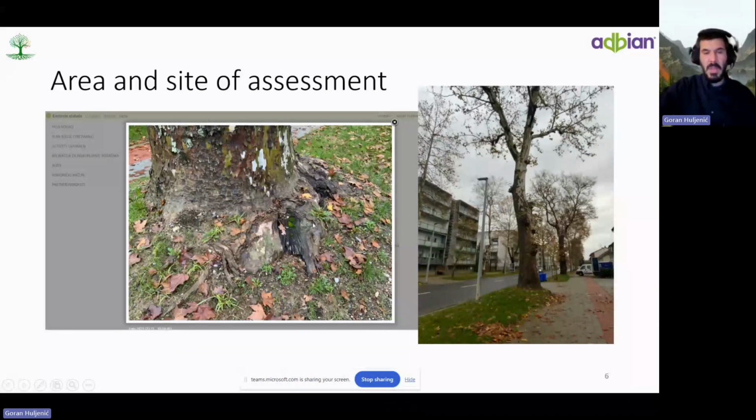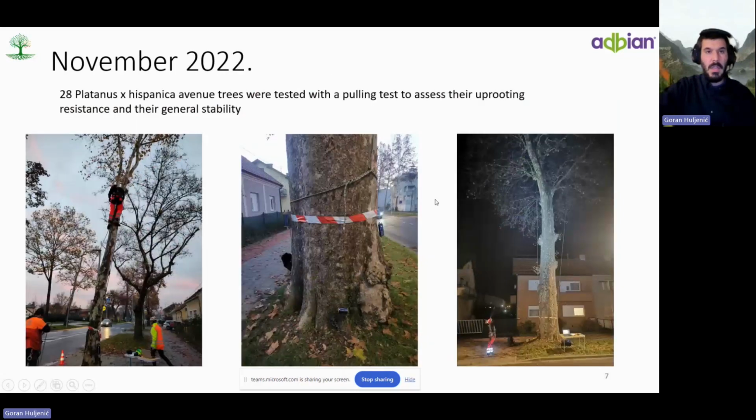And on the left picture, you can see the results. So these are really severe damages on the root zones. So we were quite afraid what the pulling test will tell us. And in November 2022, we started with the project. We did the pulling test on 28 trees to assess their uprooting resistance and their general stability.